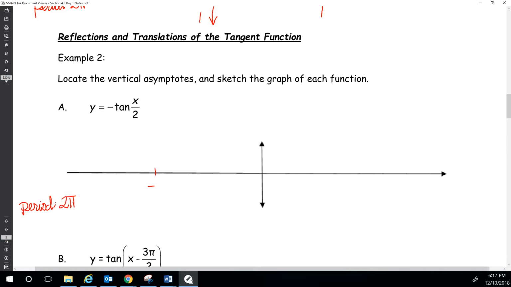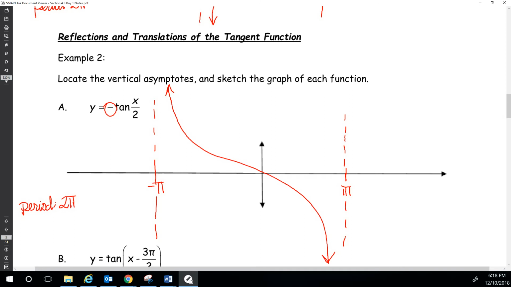This is the one that we just graphed. So here's minus pi, here's approximately pi. Both of those places we have our vertical asymptote, but the reflection means instead of starting low and ending high, we're going to start high and end low. Sorry that's so wide there, I got a little carried away, but I hope you get the idea.